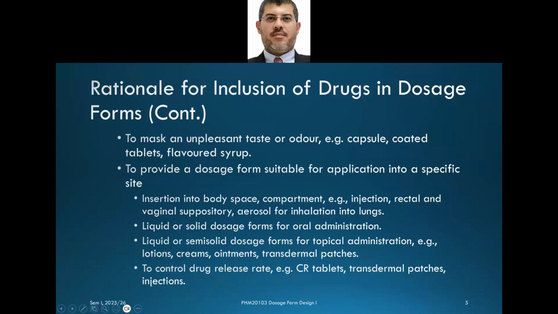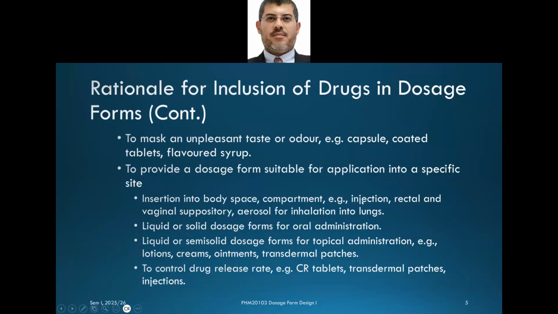Also, excipients can provide a dosage form suitable for application into a specific site. For example, you want to insert the drug substance into a body space or compartment. For example, if we want to give into the rectum, then we need a hard dosage form having the shape of a suppository. So we need to mix the drug with materials that are solid, and we put it in a mold and give it the shape we need so that it can be inserted into the rectum. Same for the vaginal suppositories for vaginal infections of women.